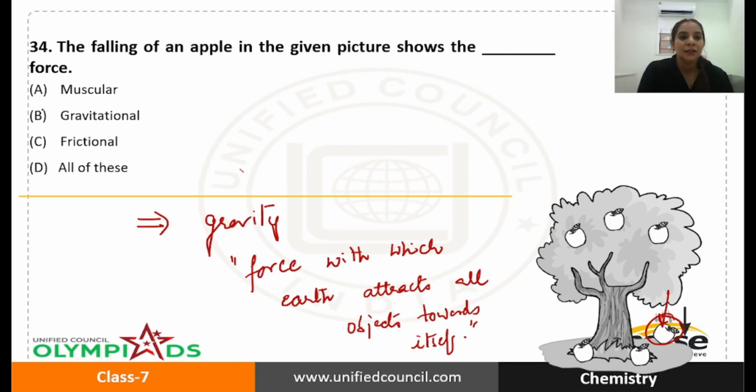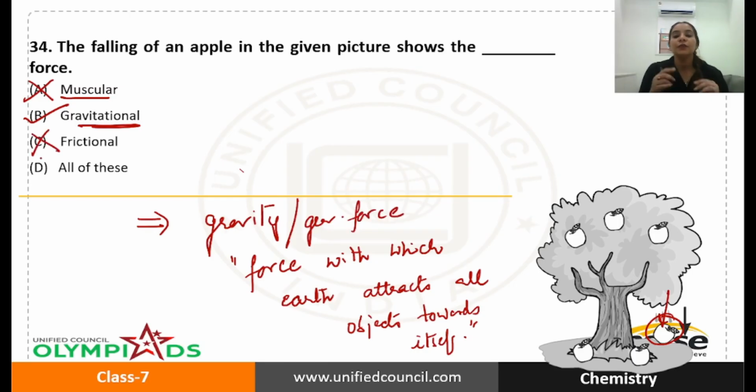So here option A says muscular force. No, muscular force is something which is exerted by muscles. For example, if you are carrying a suitcase, that is a muscular force. Gravitational force, true. Because gravitational force is the force with which Earth attracts all the objects towards it. So you can call it gravity, or you can call it gravitational force.